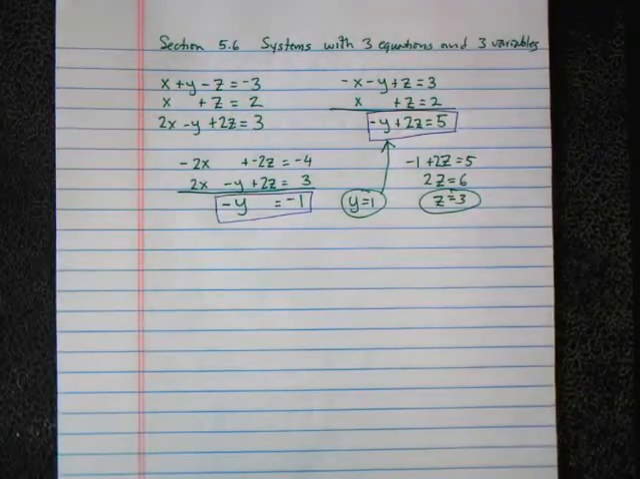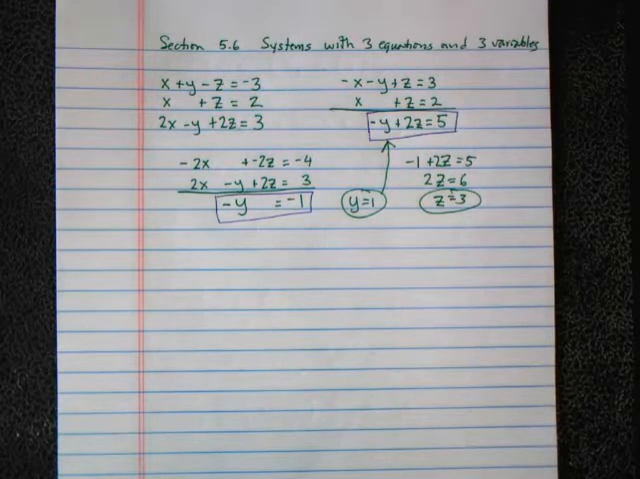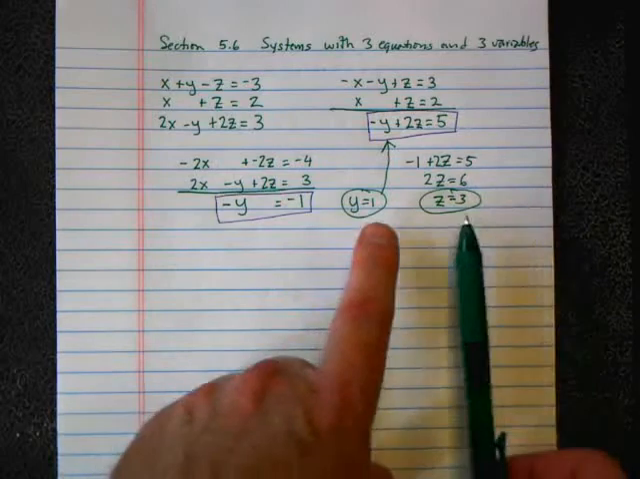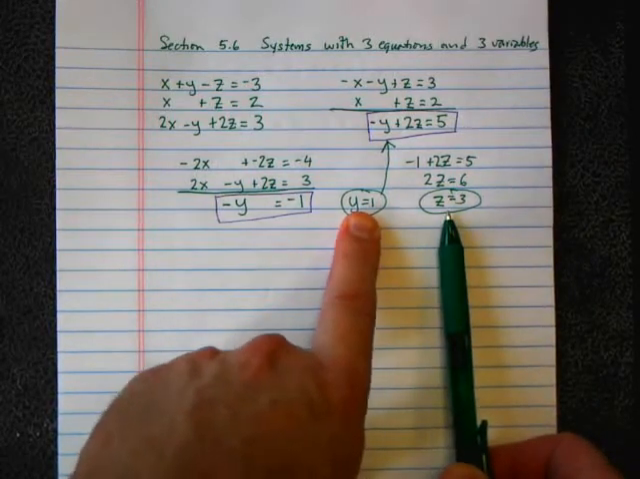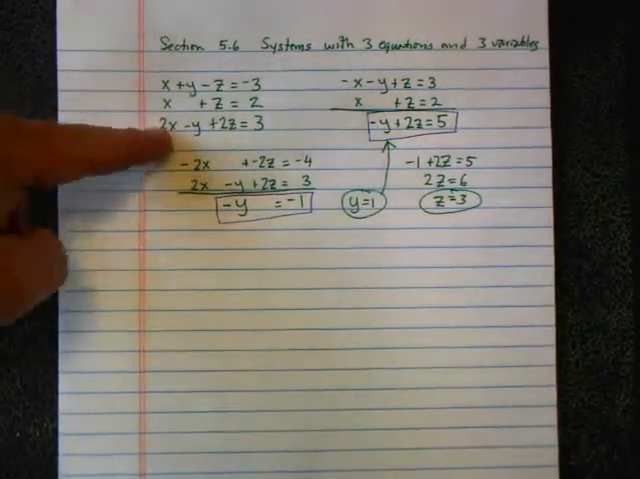All right, I'm almost done. I have y, I have z. What am I missing? I'm missing x. How would I find x? Typically what we would do is we would take both of these answers and plug them into one of these three equations.